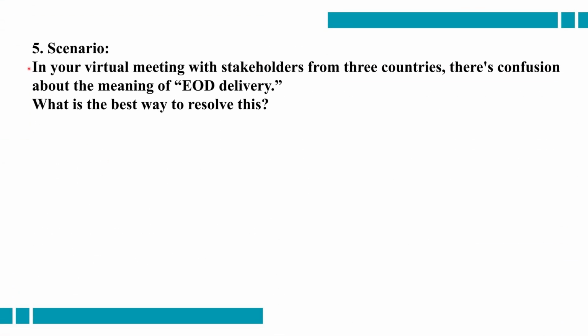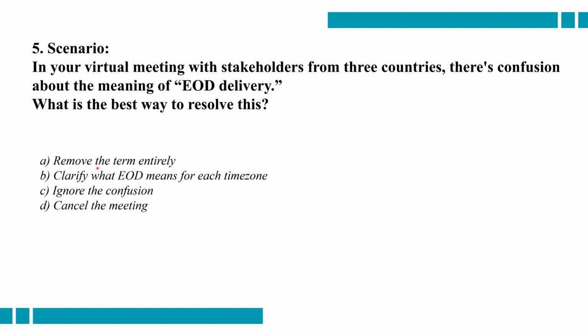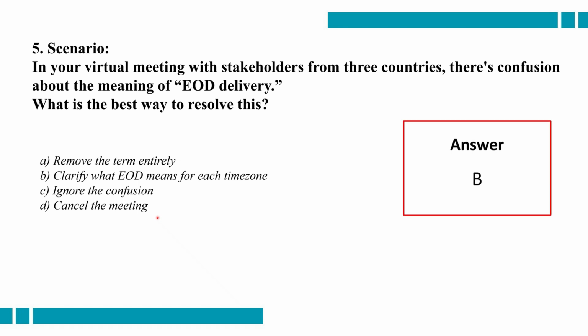Next scenario. In your virtual meeting with stakeholders from 3 countries, there is confusion about the meaning of EOD delivery. What is the best way to resolve this? Options are: remove the term entirely, clarify what EOD means for each time zone, ignore the confusion, or cancel the meeting. So this scenario tests your clarity in global communication, especially when working across time zones. So the correct option here is option B, clarify what EOD means for each time zone.